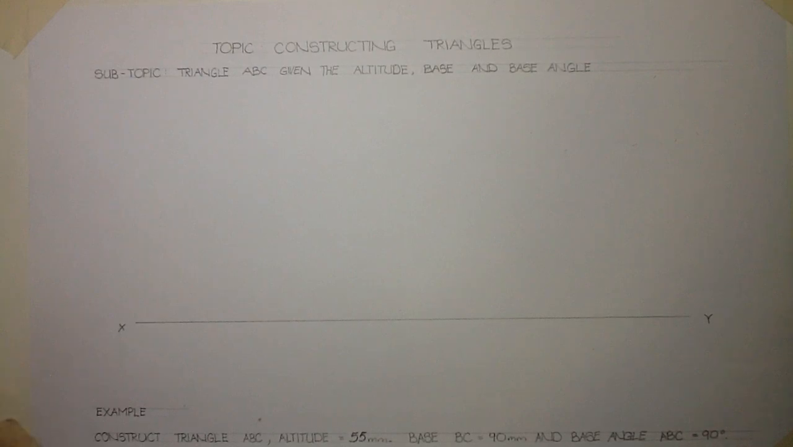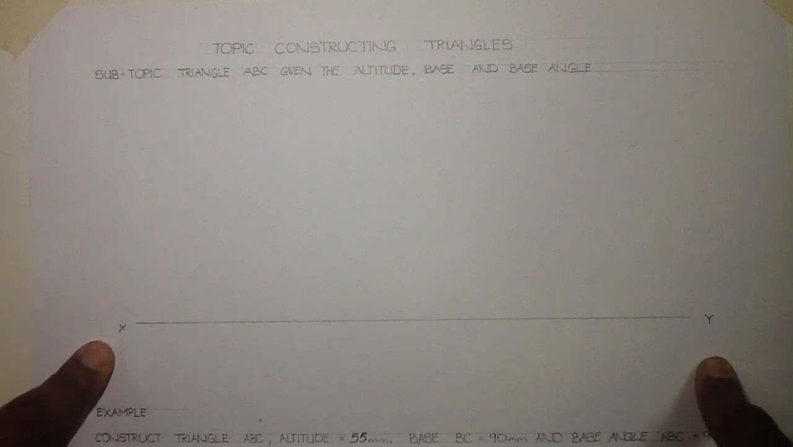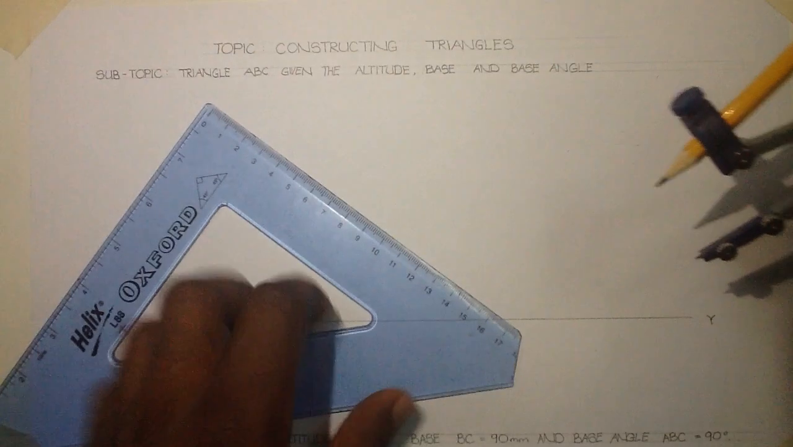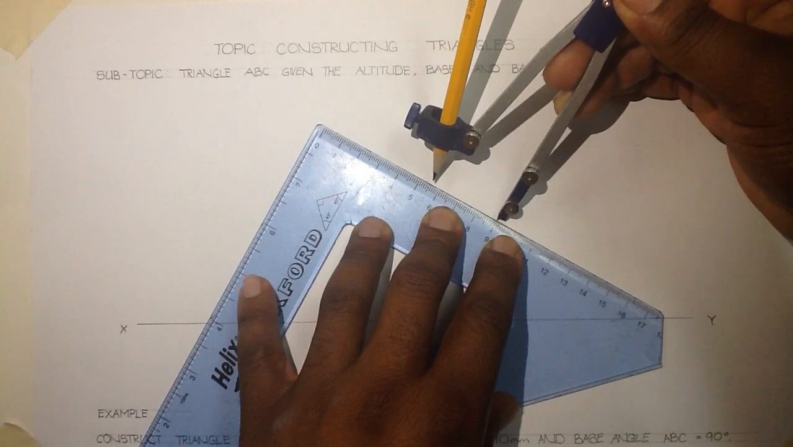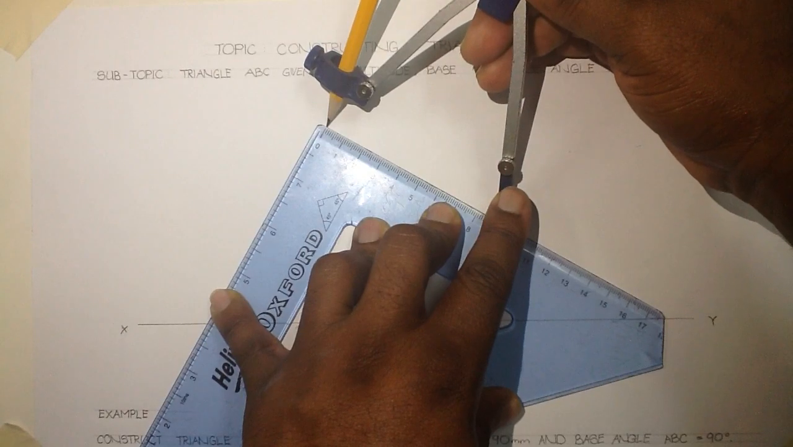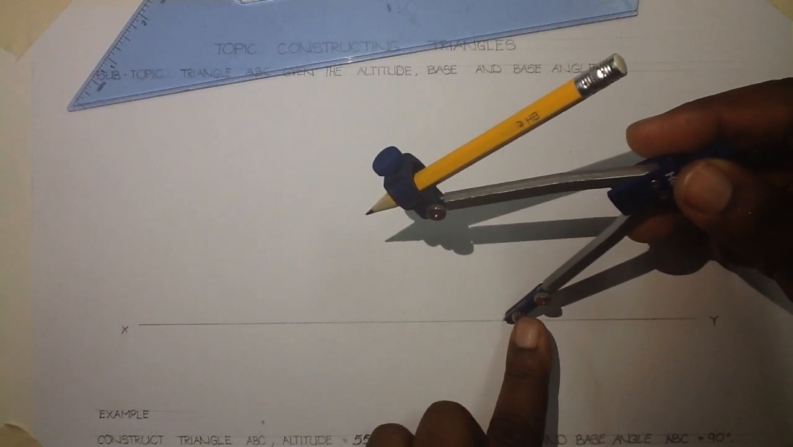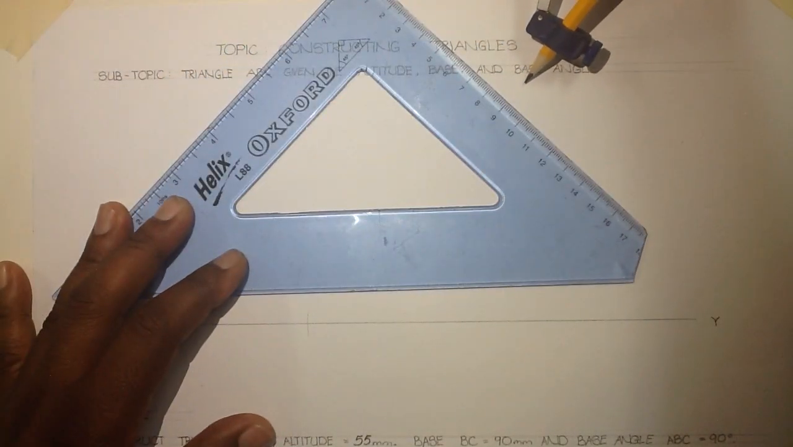We're going to continue by using our conveniently long construction line labeled XY, on which the base BC, 90 millimeters, is going to be found. Our compass radius is going to be equal to the length of our line segment BC, the base of our triangle. I'm going to place my compass point conveniently on my line segment and inscribe an arc which will be labeled B, ensuring again that I have the same radius.